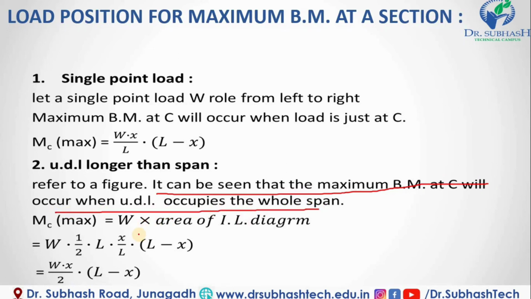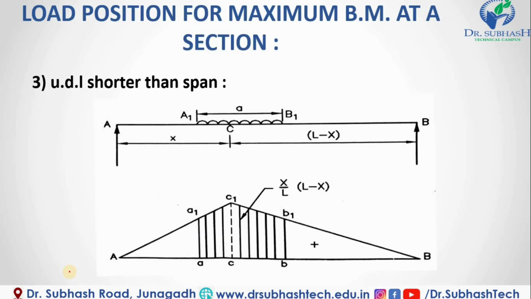And the equation for the maximum bending moment at C is W into the area of ILD, that we already know. After putting the value of the area of the triangle and multiplying by the intensity of UDL, you find the maximum bending moment at C. Now this case is very important, when the UDL is shorter than the span, and we have to find the maximum bending moment.